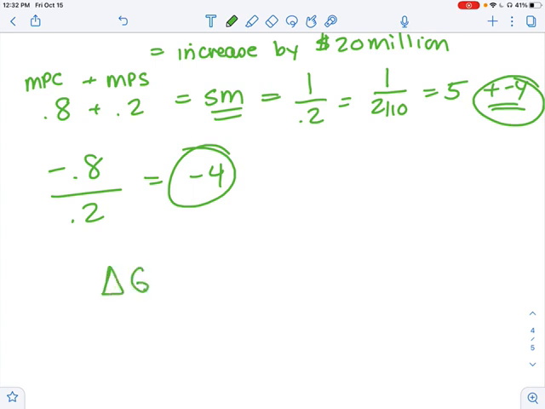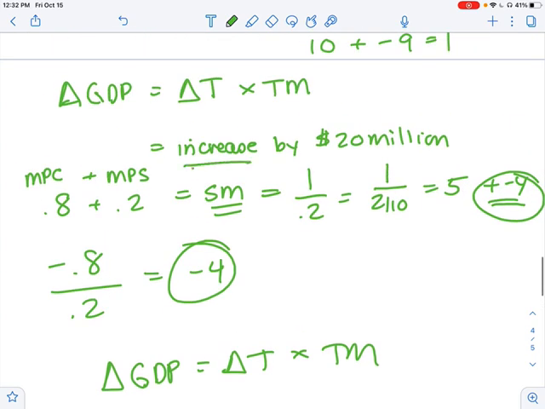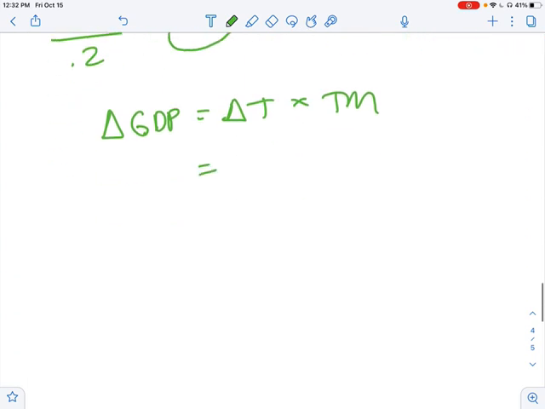So the change in GDP is going to equal the change in taxes times the taxing multiplier. We said that they're going to increase taxes by $20 million. So we're going to put 20 million in here times 4. 20 times 4. We're going to have a change in GDP of $80 million.